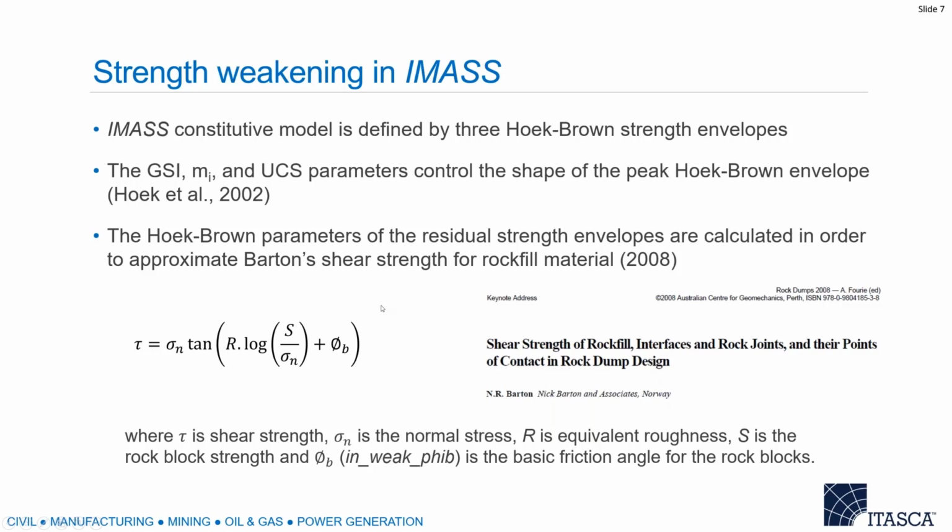This is that shear strength criteria from the Barton equation. As you can see here, it's a function of normal stress, S being the rock block strength, a basic friction angle for the rock blocks, and an equivalent roughness, which is this R value.